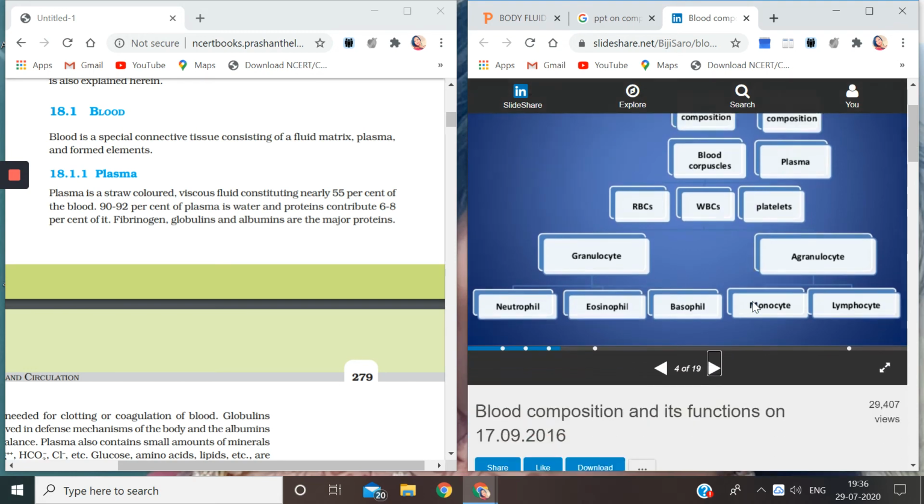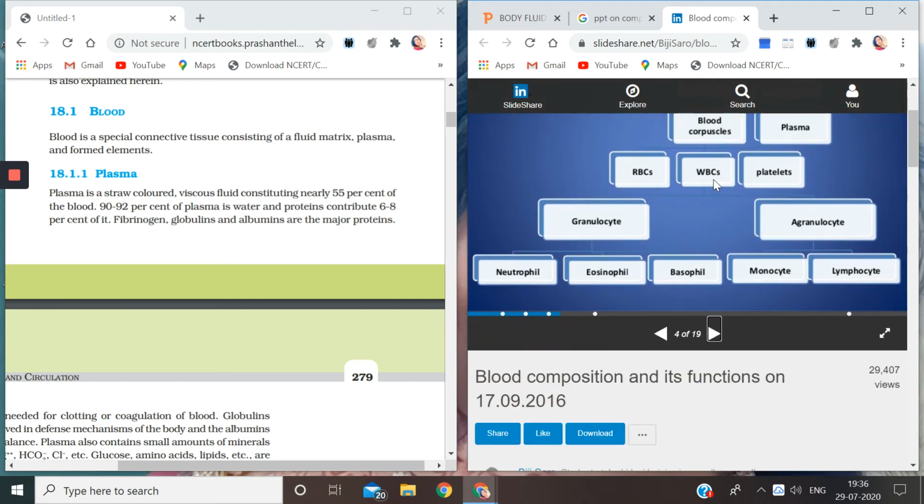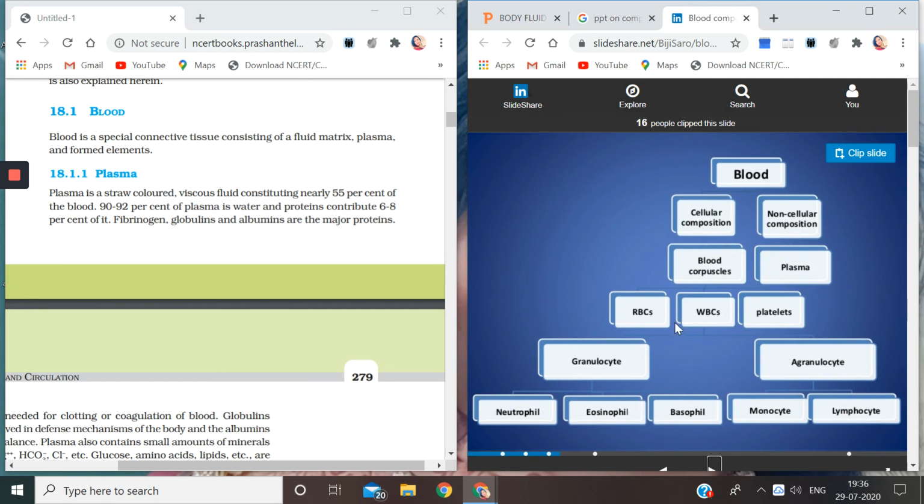Okay. Then children, WBCs are further divided into two types: granulocytes and agranulocytes. Then granulocytes are of three types: neutrophil, eosinophil and basophil. And agranulocytes are of two types: monocytes and lymphocytes. So this is a flow chart which tells you about the composition of blood.